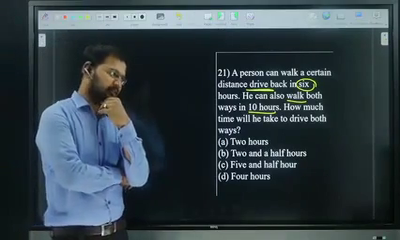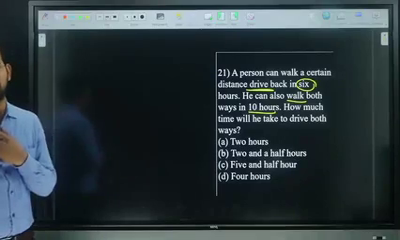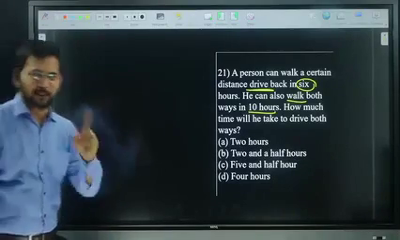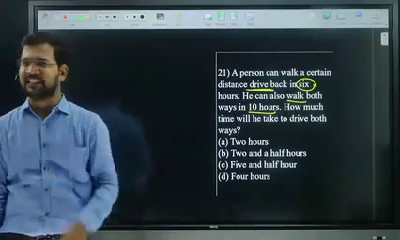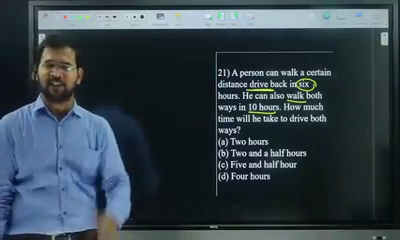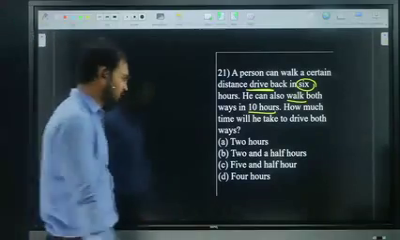Both way walk is 10 hours, no need to solve it. Both way walk 10 hours means one way walk is 5 hours. One way walking plus one way driving is 6 hours. One way walking is 5 hours, therefore one way driving is 1 hour. Both way driving is 2 hours. Your answer is what?